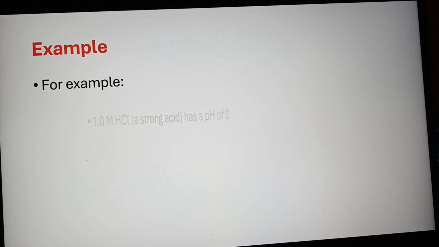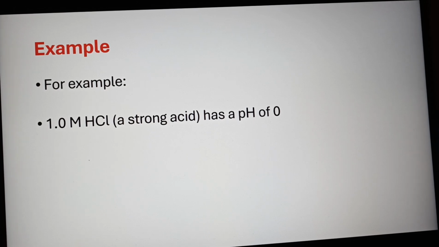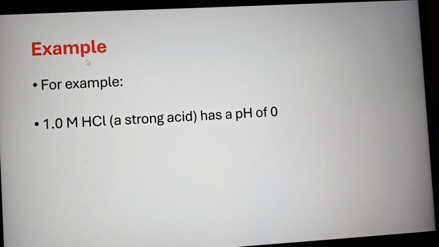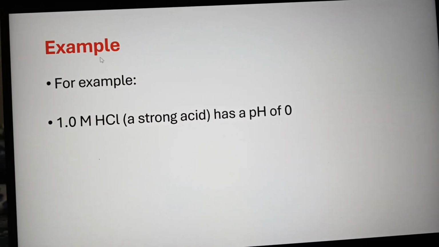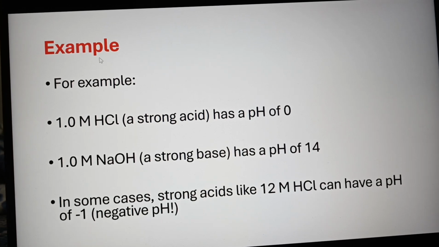Also we see an interesting factor. Sometimes pH values can go below 0 or above 14. This happens in very concentrated strong acids or bases. For example, 1 molar hydrochloric acid has a pH of 0, meaning that it is a very strong acid, while 1 molar sodium hydroxide has a pH of 14, meaning it is a very strong base. In some cases, strong acids like 12 molar hydrochloric acid can have a negative pH.